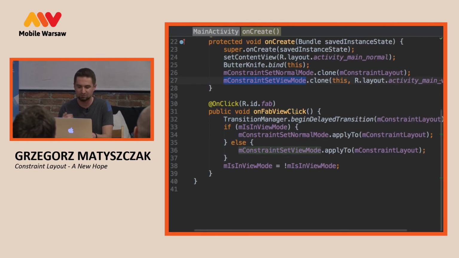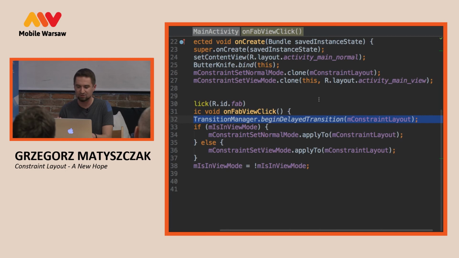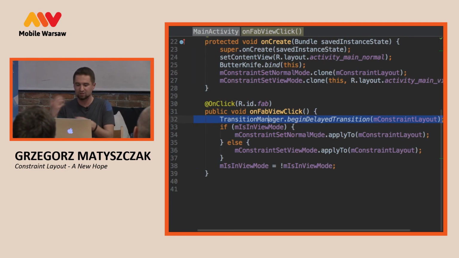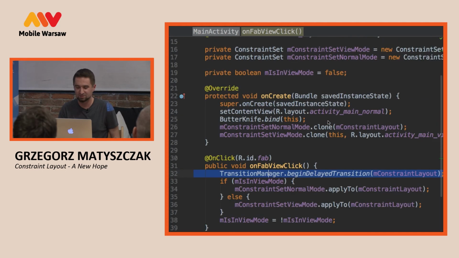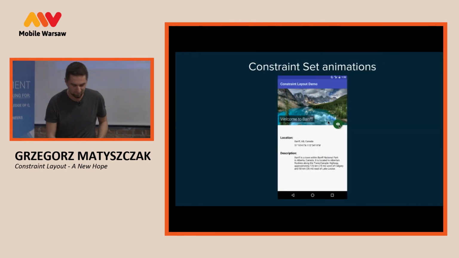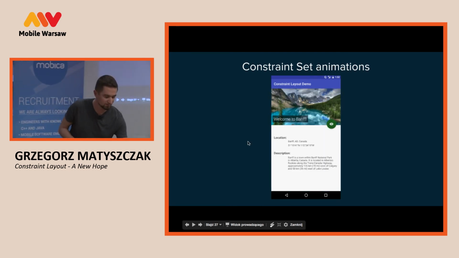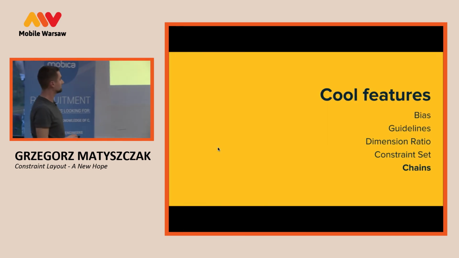And in the onClick event for the floating action button, we use the TransitionManager API just to begin delayed transition on the constraint layout. And then depending on which state we are in, we apply the constraint set to the constraint layout. And that's it, actually. Everything is out of the box. So you can see how easily we can create cool animations using just a few lines of code.